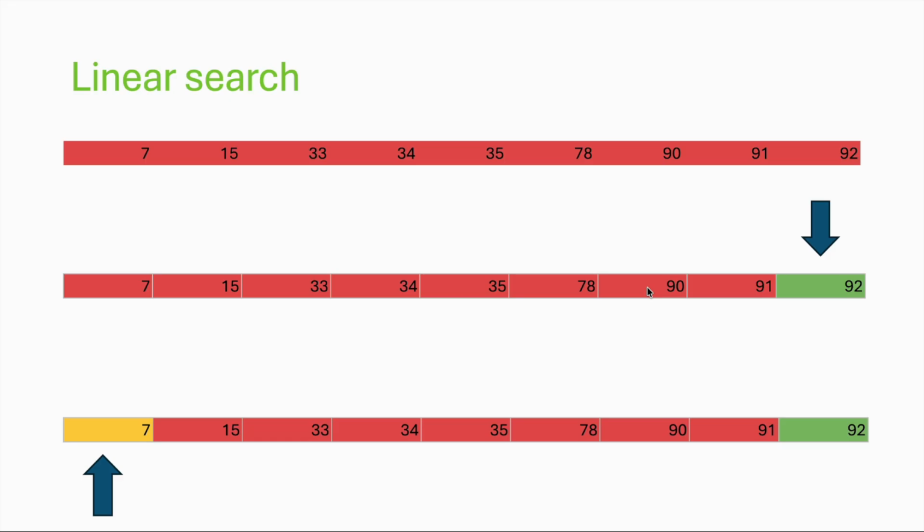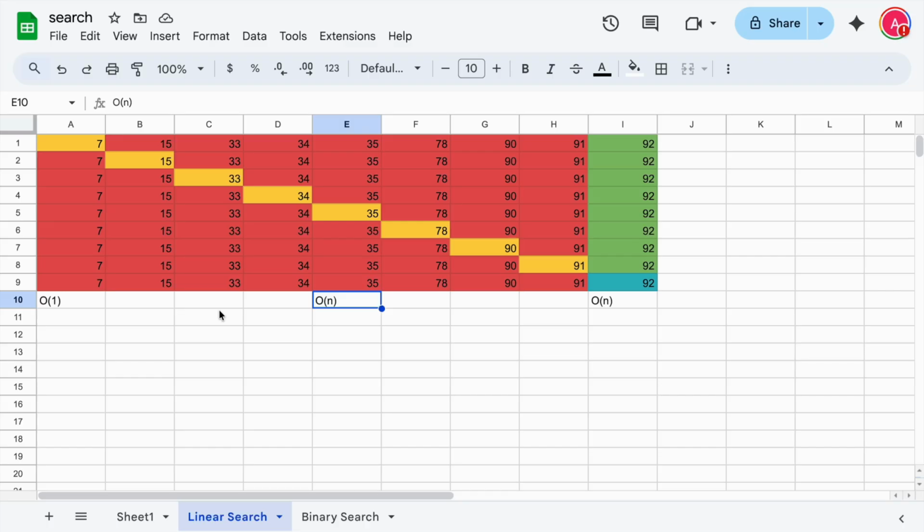Before we talk about binary search, let's try to understand what linear search is. Let's take this example array 7, 15, 33, and so on until 92 as our search space, and let's take 92 as our target. In linear search, it starts from the front end or the rear end. If you start from the front end, it compares 7 with 92, so it's not a match. It keeps on comparing each next element in the array until it finds a match at the end of the array, which is 92 here.